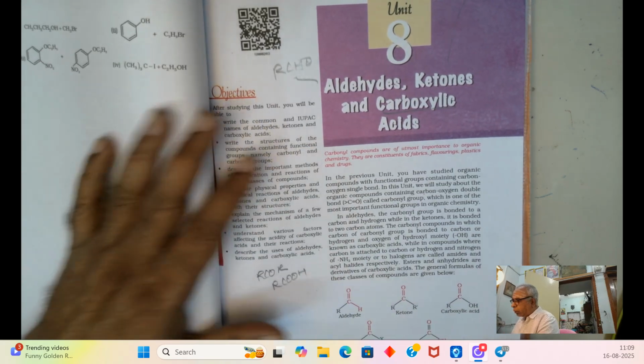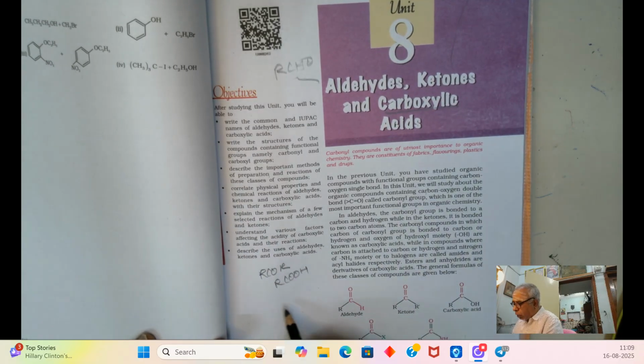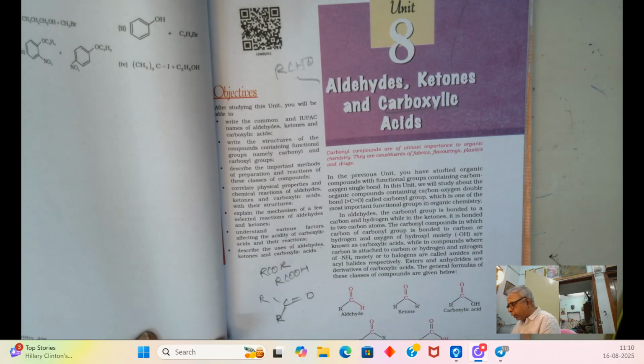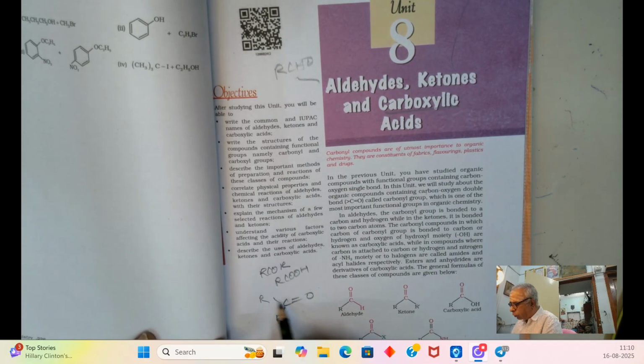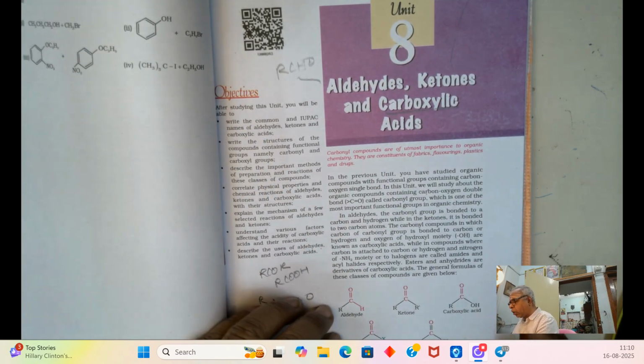In fact, the carbonyl compounds are the most important compounds in organic chemistry because you have got the fantastic C double bond O group here. In the case of aldehyde, it is RCHO. In the case of ketone, on both sides of the carbonyl group, that is C double bond O group, you have R, alkyl group. And in the case of acid, on one side you have R, on the other side you have OH. So likewise, you can bring them in a common frame.